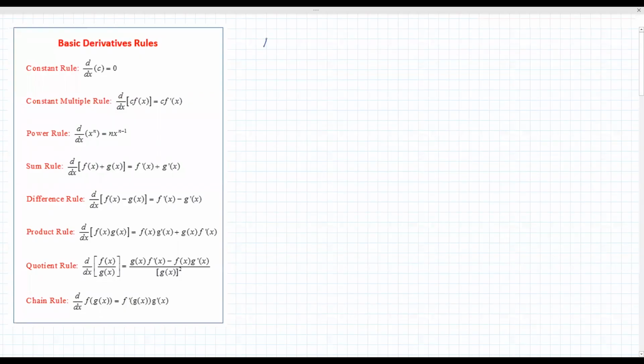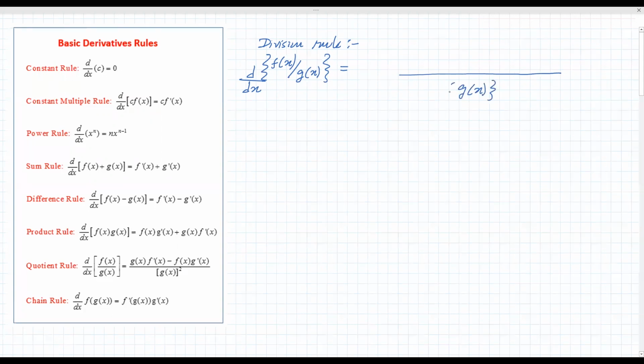Now we will talk about the division rule, another very important rule in differentiation. So if you have d dx of the f x function divided by the g x function, if you have a setup like this, this is how the rule works. So you have the denominator, so denominator squared.